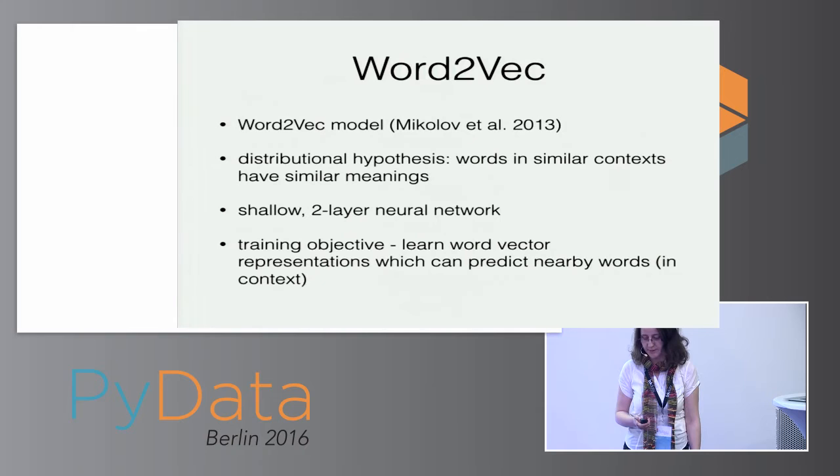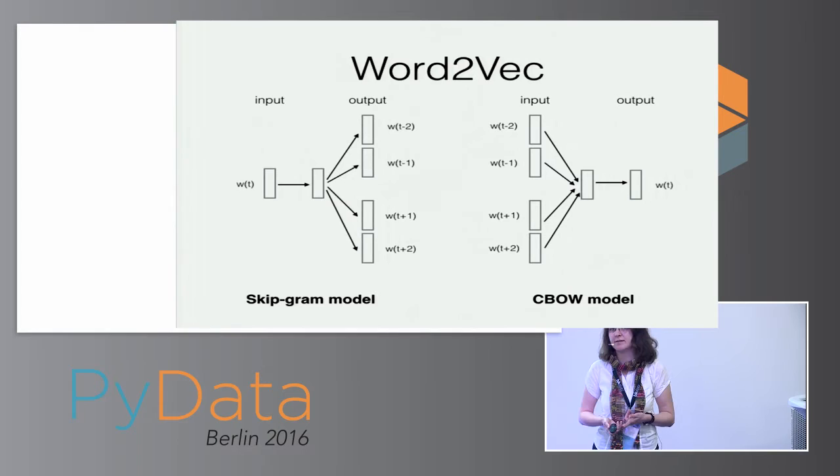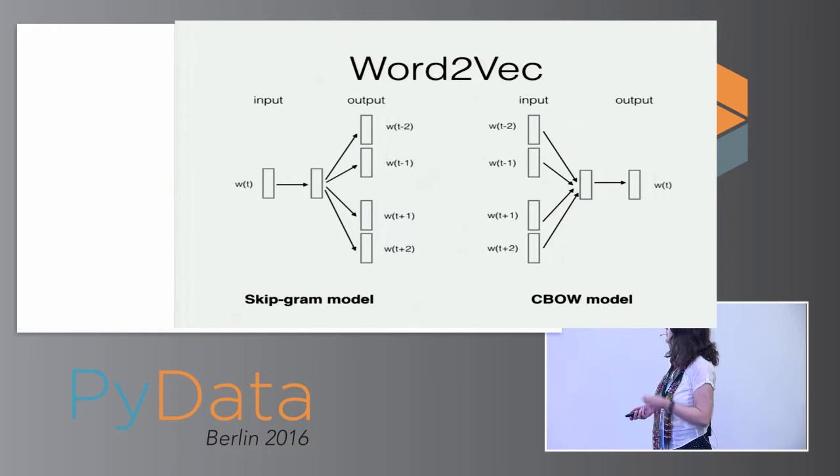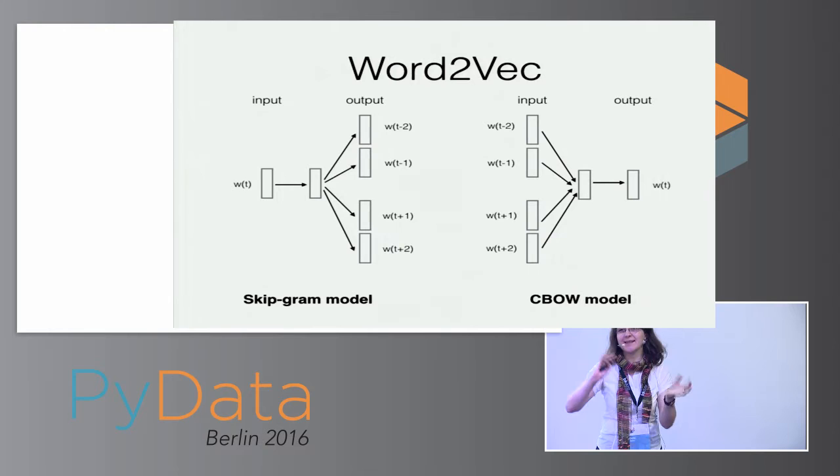Okay, there's two flavors of this model. You have the skipgram model and the CBOW model, continuous bag of words and the skipgram. And they are basically mirrored.